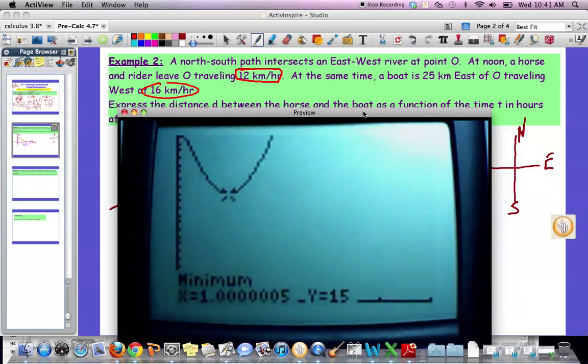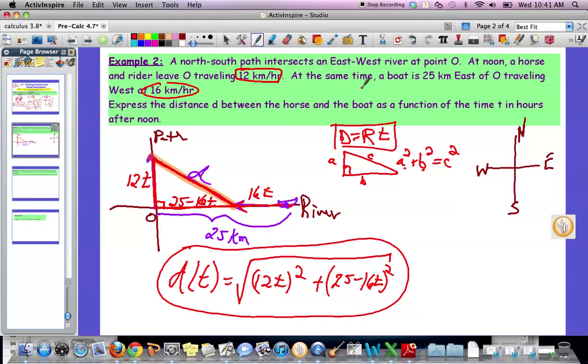That would tell me that at 1 hour, in other words, at 1 p.m., because it's hours afternoon, when x is 1, y is 15, and that's my distance. So the distance between the two are closest at 1 p.m. Make sense? They're closest at 1 p.m. Okay? Let's move on and do the last one.